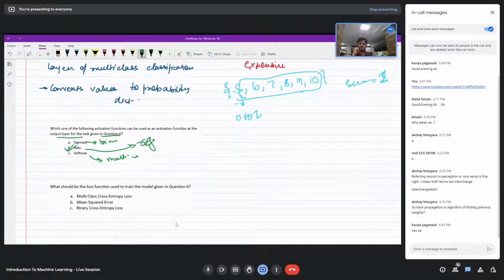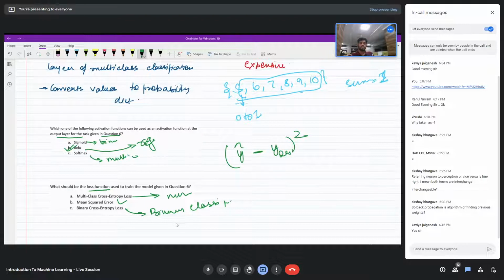What is the loss function that you should train with? You have some y predicted and some y original, and you are solving a regression problem. So mean squared error is the best option. Multi-class cross entropy is for multi-class classification. Binary cross entropy is for binary classification.